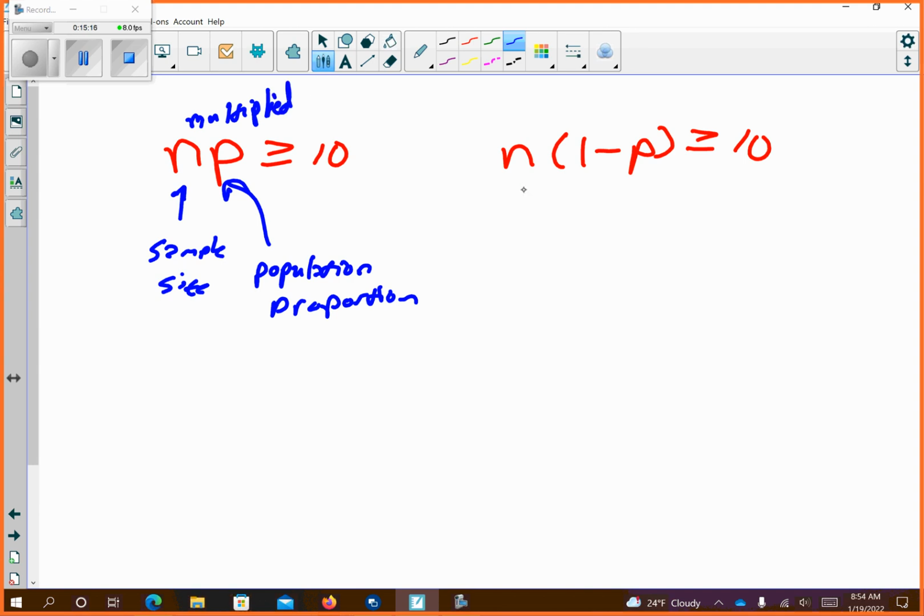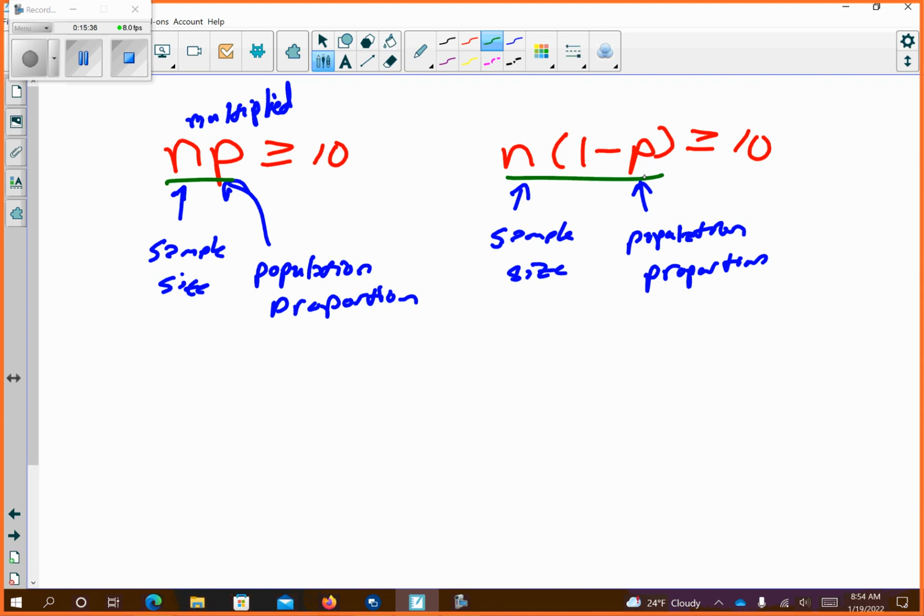Okay, n again is your sample size. 1 is just 1. p is the population proportion. Now, these two things look very similar, but in one of them we're going 1 minus the same thing. So they're very similar types of equations.